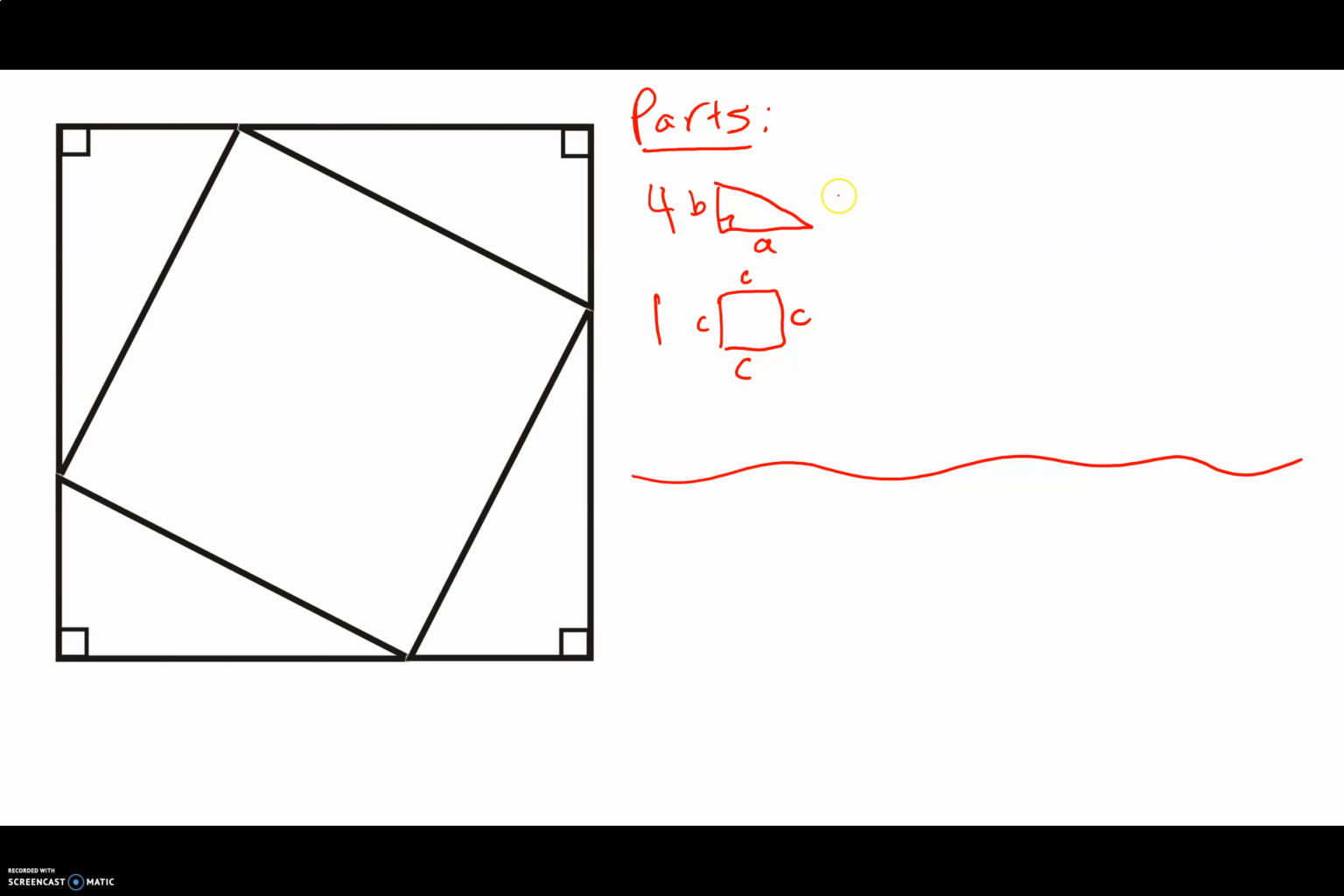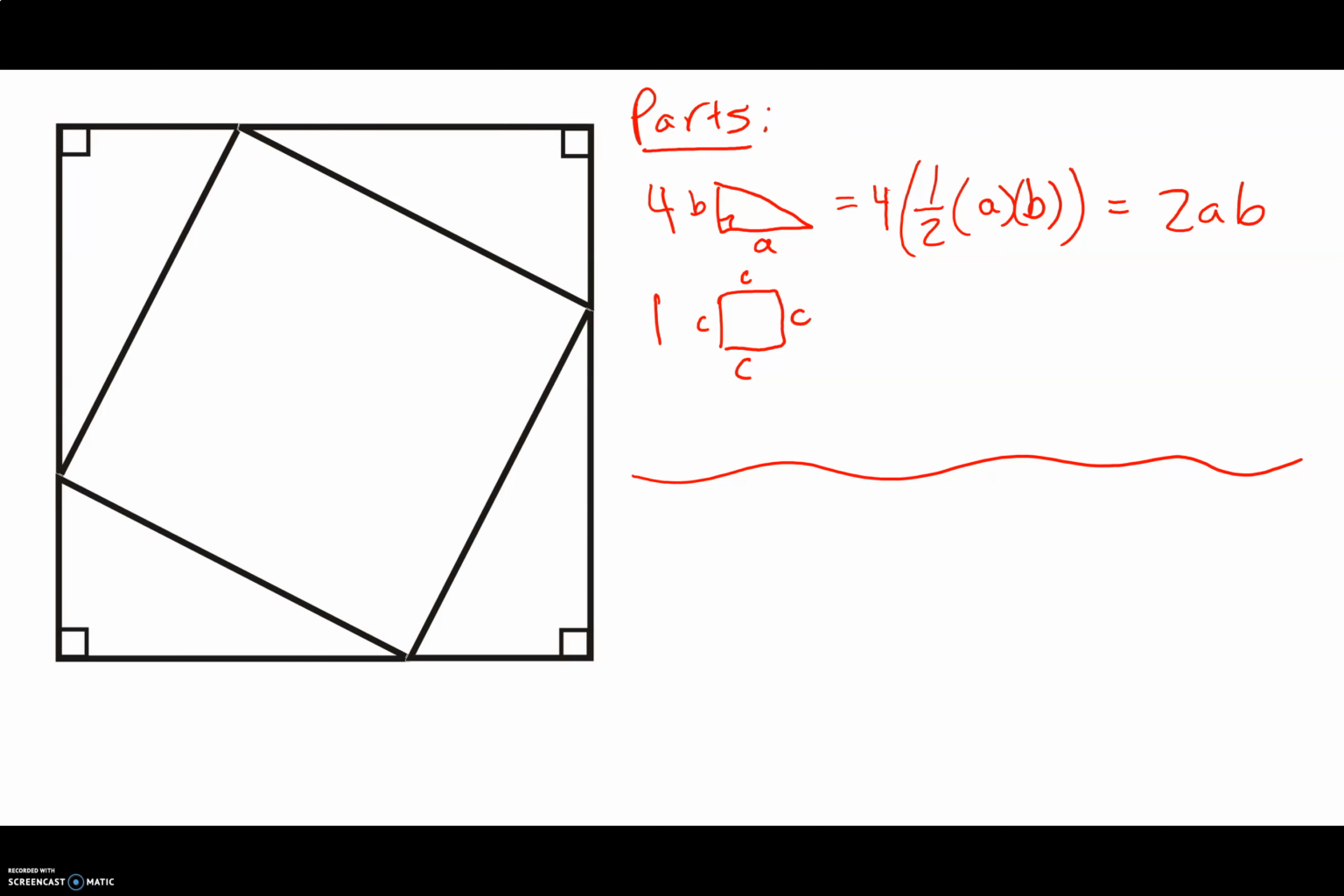So first of all, the formula for a triangle is 1/2 times the base of the triangle. In this case, the base would be A. And then times the height. Since this is a right triangle, the height is B. And then, since there's 4 of these, we'll multiply this by 4. Now, 4 times 1/2 would be 2. So the whole area of the 4 right triangles around the outside would be 2 times A times B.